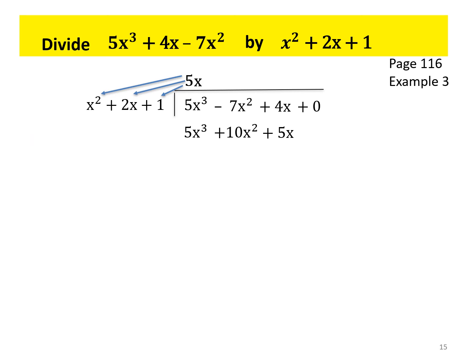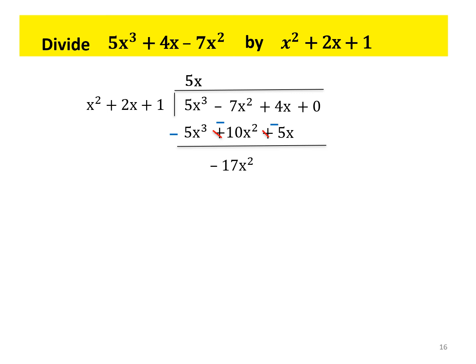So finishing this up, we draw the line, change the signs. And we get a negative 17x squared and a negative 1x. Bring down the next term, which is plus 0, and we start again.